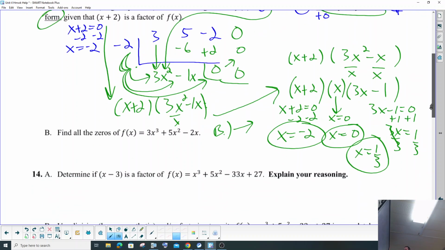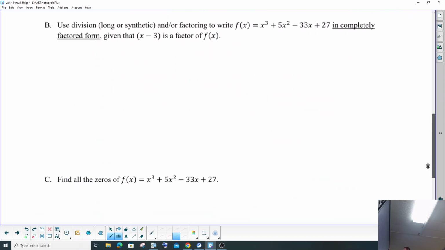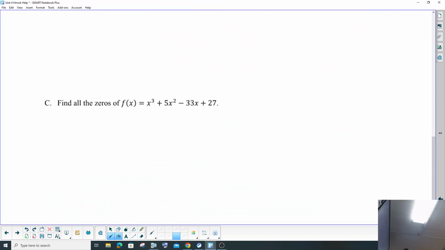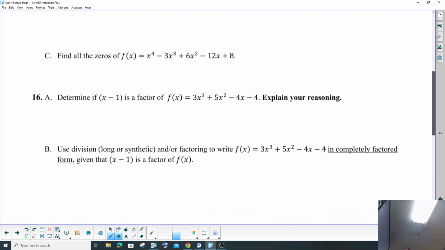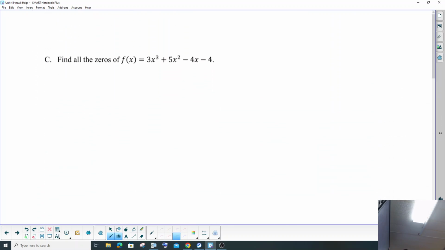So you give it a try now. You try number 14. Try number 14 on your own. Find all the zeros. Try number 15 on your own. There's not really that many problems to practice on, so I don't want to do all these problems for you because I'm worried that you won't have enough practice. I will let you know that you will have some i's in your answer for number 15, right? You will have some i's in your answer there. So try 15, try 16.